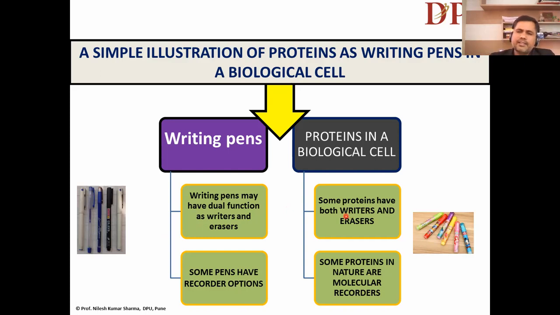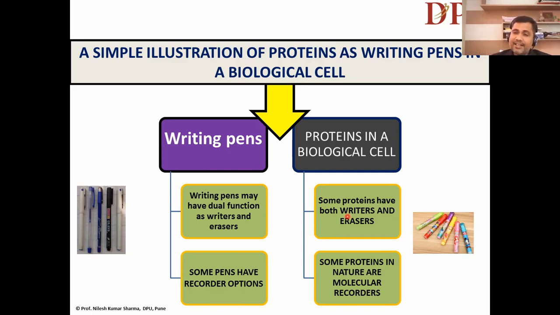And if you know the epigenetic phenomenon, that is one of the landmark examples where the chemical languages on the DNA sequences, that is chromatin, or also on the chromatin proteins, are written and then erased. So the proteins are already in existence. That's why it is a very interesting comparison between writing pens and some of the proteins working inside the biological cell system.